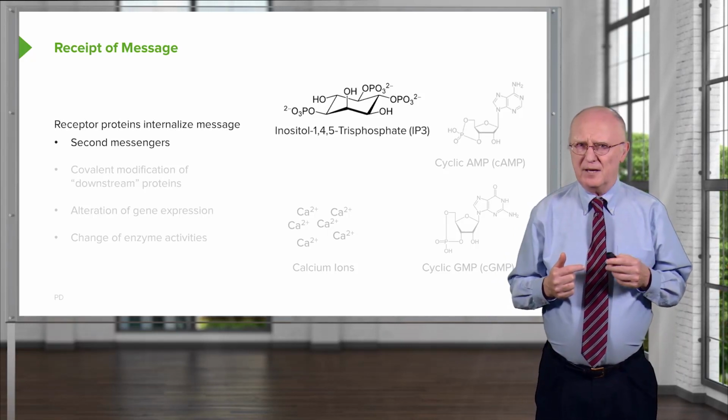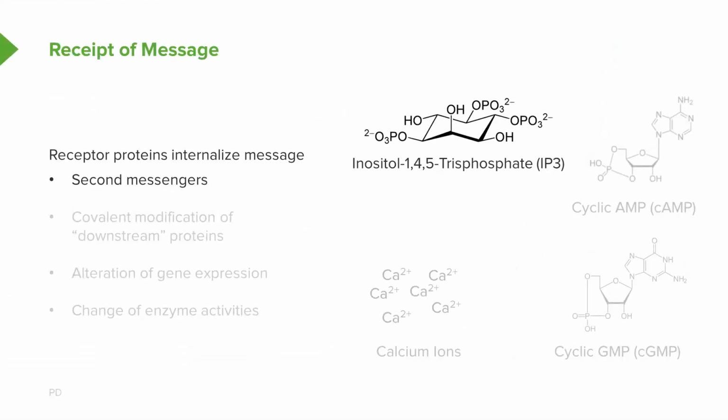We can see some of them here. First, we see one called IP3. It's relatively small. And when I say small, I mean smaller than a protein. Another very common one found inside of cells is cyclic AMP. It's related to the molecule AMP and the molecule ATP, but it has a cyclic group, as you can see on the left side of the molecule.